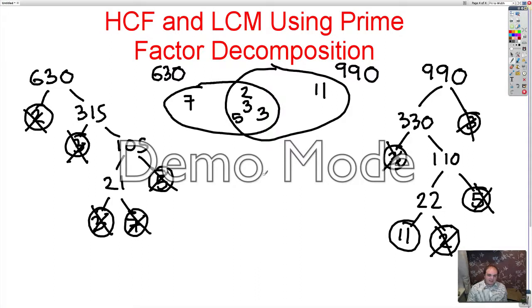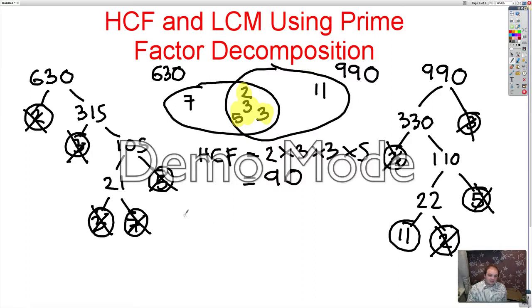Well, it turns out that all these numbers here in the middle, in the overlap part, highlight those, times those together, that's going to give me the highest common factor of these two numbers. So the highest common factor is dead easy, it's just 2 times 3 times 3 times 5. Well, 2 3s are 6, 6 3s are 18, 18 5s are 90. So my highest common factor of 630 and 990 is 90.